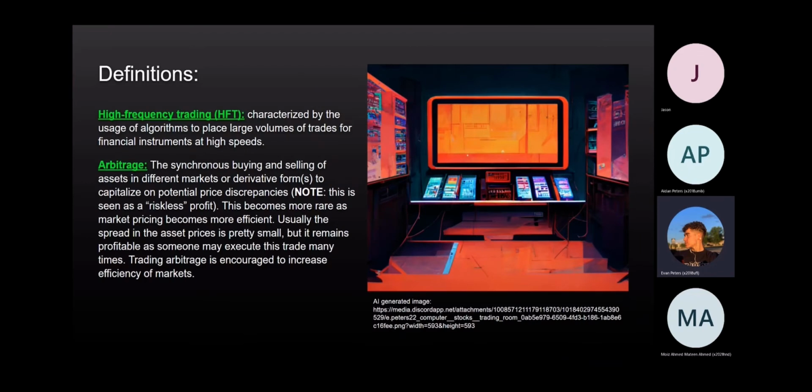High-frequency trading is characterized by the usage of algorithms to place large volumes of trades for financial instruments at high speeds. Arbitrage is the synchronous buying and selling of assets in different markets or derivative forms to capitalize on potential price discrepancies. It's important to note that this is seen as a quote-unquote riskless profit. This becomes more rare as market pricing becomes more efficient. Usually the spread in the asset prices is pretty small, but it remains profitable as someone may execute this trade many times. Trading arbitrage is encouraged to increase efficiency in markets.